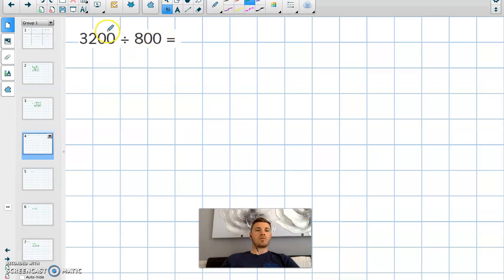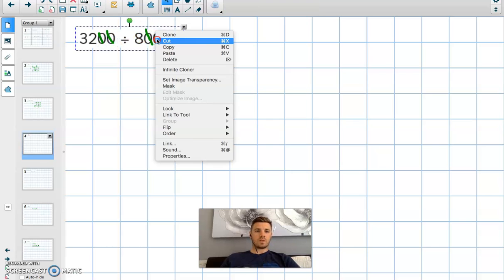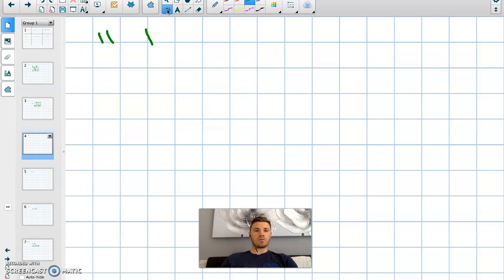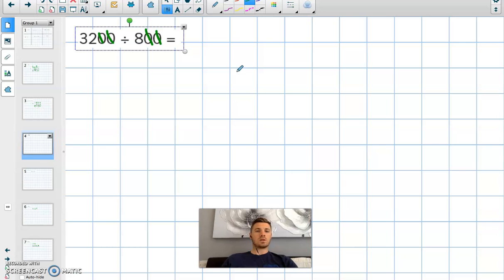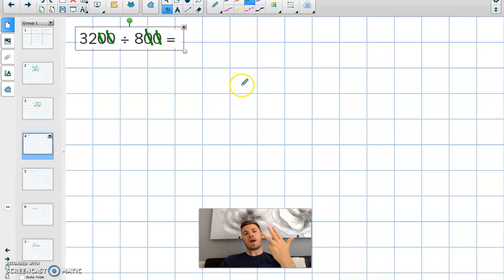Okay, 3,200 divided by 800. Now to make it easier for ourselves, what do we do? Well, we cancel out those 2 zeros. It just makes it easier for ourselves because now we can do 32 divided by 8. And if you're really good at your 8 times table, you can do it with your hands. 8, 16, 24, 32. There are 4 8s in 32.